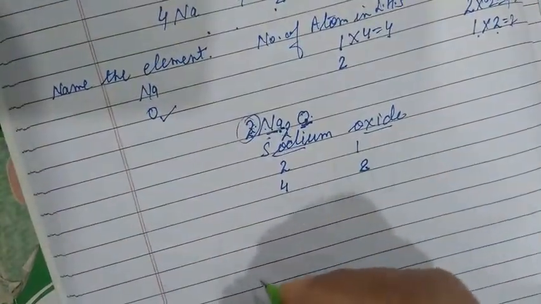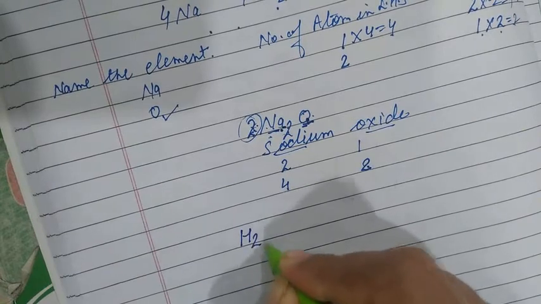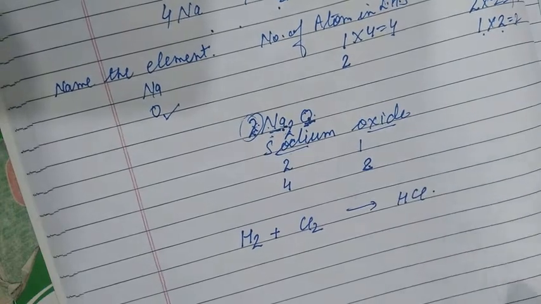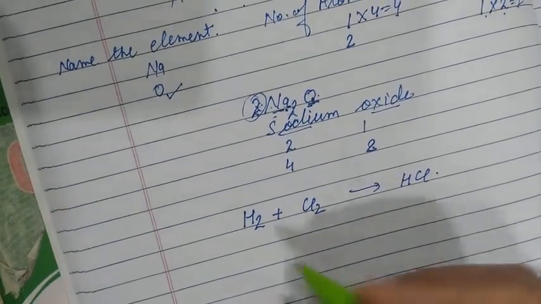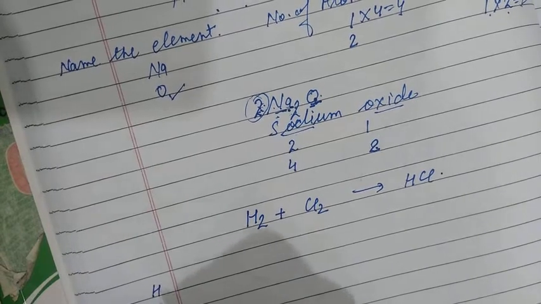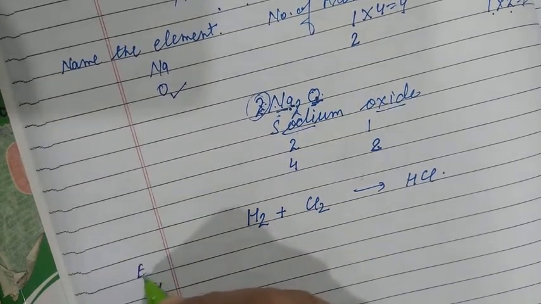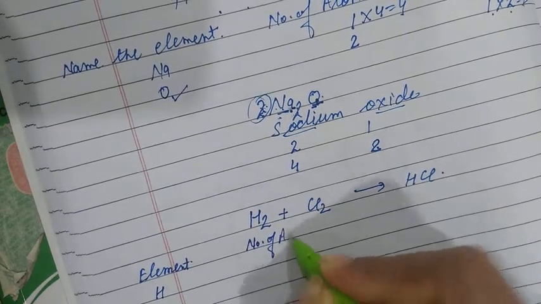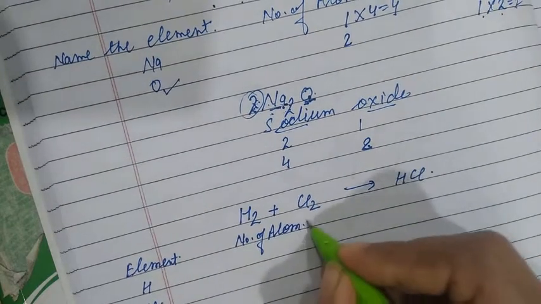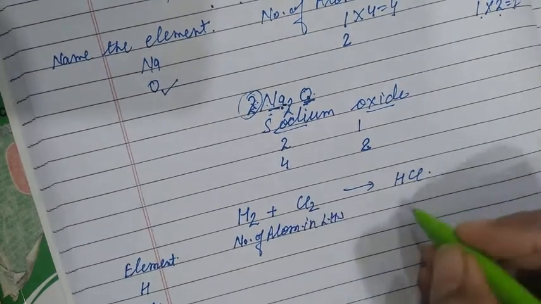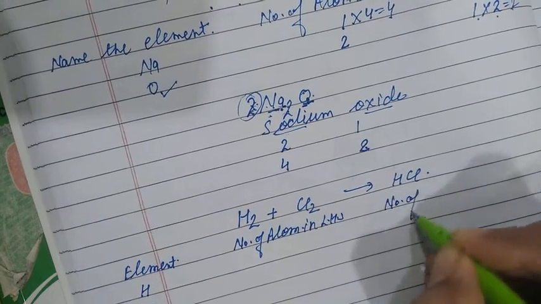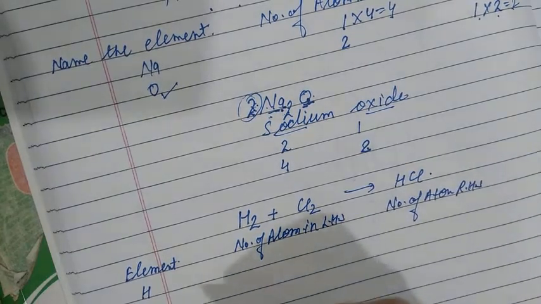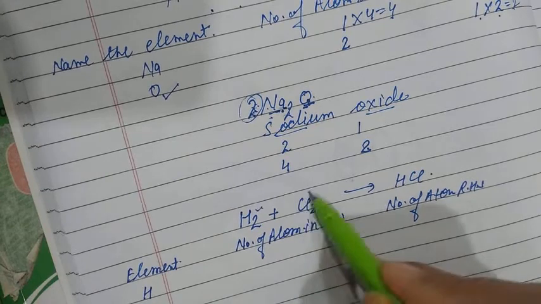When hydrogen reacts with chlorine, see this, H2 plus Cl2 gives HCl. Now what will we do? You will write the first element names, H and Cl. This is the element. Now the number of atoms in LHS side, and now the number of atoms in RHS side. So count the elements, only hydrogen and chlorine in RHS side also.